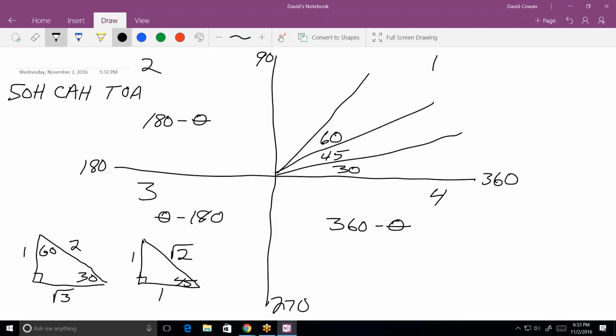1 over 2. Okay, what's the cosine of 30 degrees? Square root of 3 over 2. And what's the tangent of 30 degrees? 1 over square root of 3. Okay, which rationalizes to what? So it's multiplied, so it's square root of 3 over 3. Right.